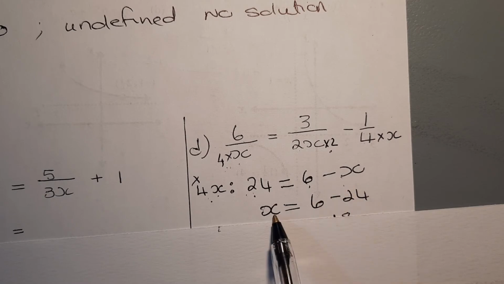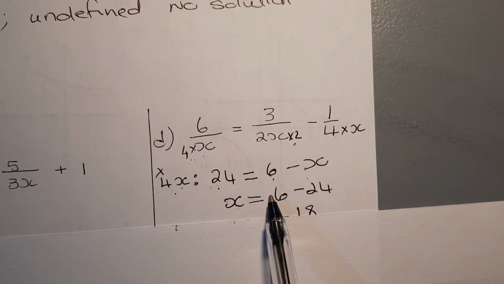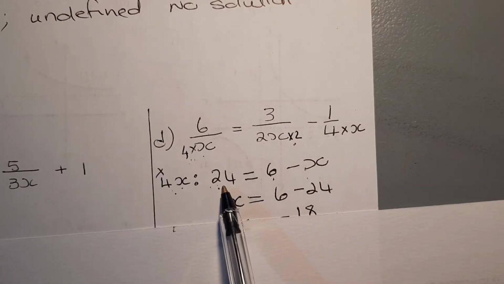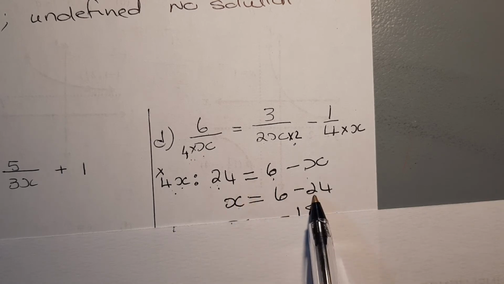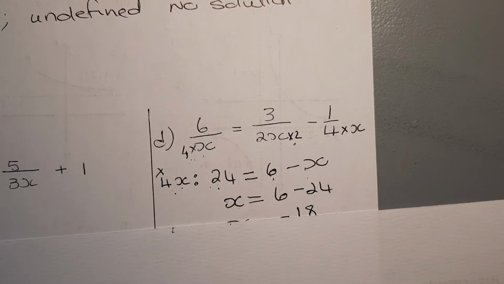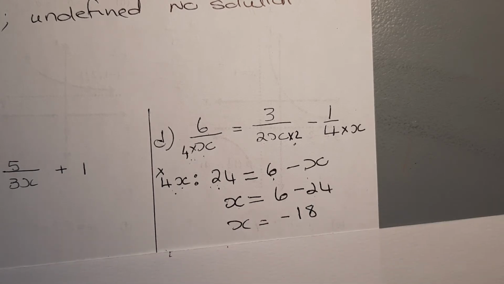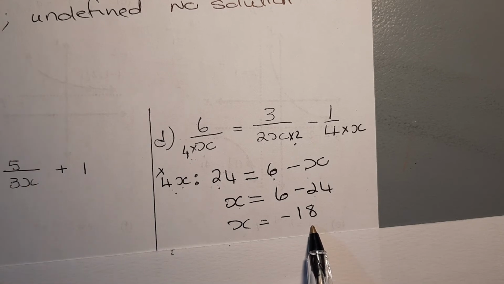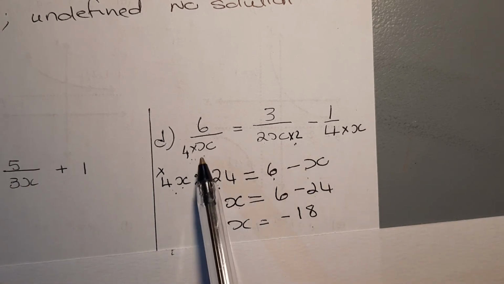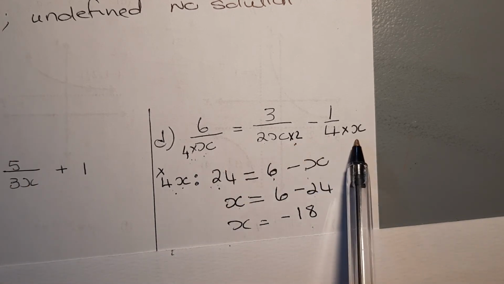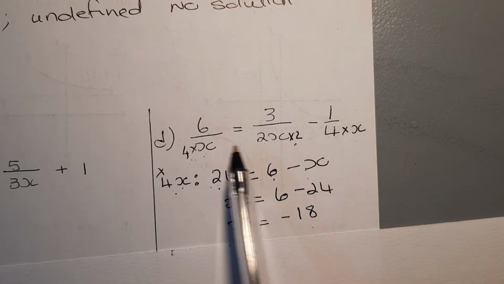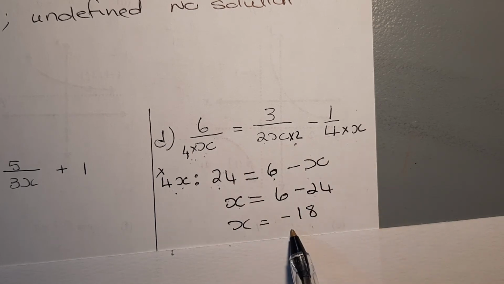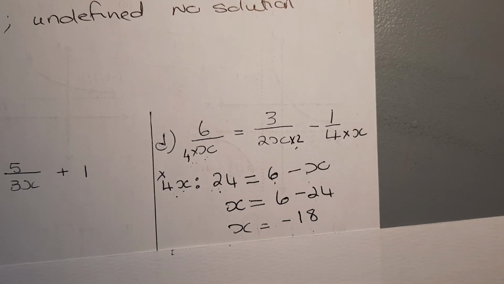The inverse of minus x is plus x. The 24 must move to the right hand side, and the inverse of plus 24 is minus 24. And so x is equal to negative 18. And then you are going to substitute negative 18 in there, and you are going to say, well, it will not give me 0 in the denominator, so this can be true.